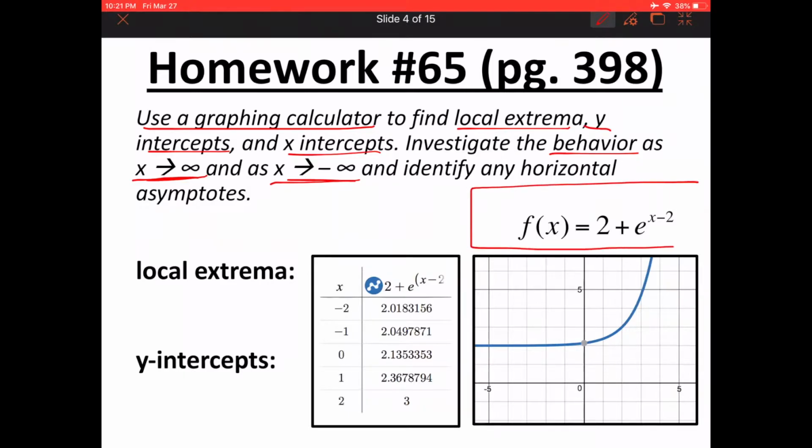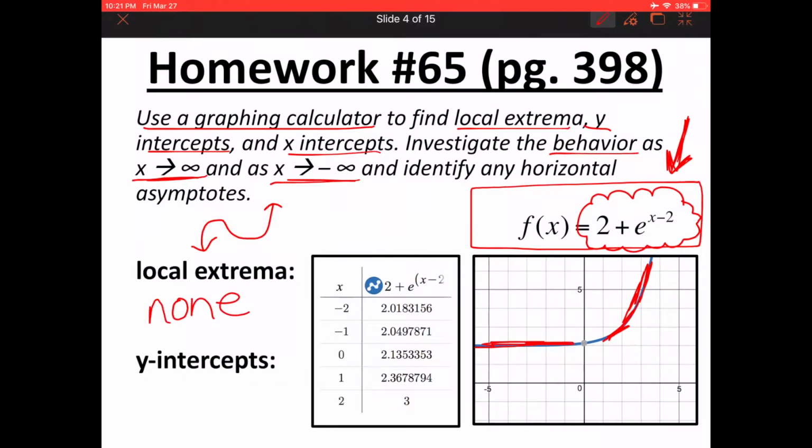So this is the equation that your book would give you to graph, right? So just make sure that in y equals in the calculator, we put in 2 plus e to the x minus 2. And then we would end up with this curve down here. I've already graphed it for us, but make sure when you're doing your homework, you have your calculator. You have to be able to graph these. So the local extrema, remember, for local extrema, we're looking for a minimum or a maximum. In this curve, I do not see a minimum or a maximum, so I would write none for local extrema.